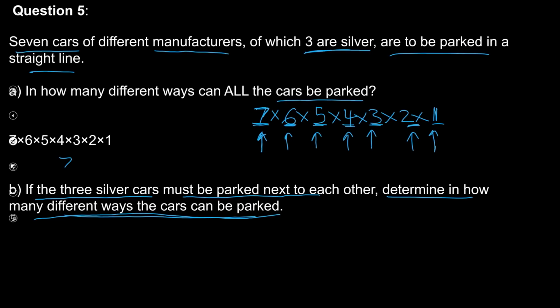So for silver cars, we know this 1, 2, 3 cars. And the rest we have 1, 2, 3, 4 cars because we have 7 cars. Are we together? So to do that, we're going to look at this. So for silver cars, we have 3 times 2 times 1. Are we together? And for other cars, it's 4 times 3 times 2 times 1. And you just multiply that. And that will give us the total ways.